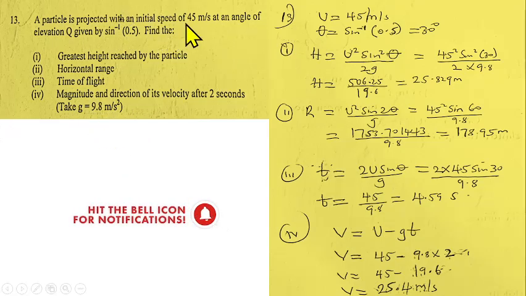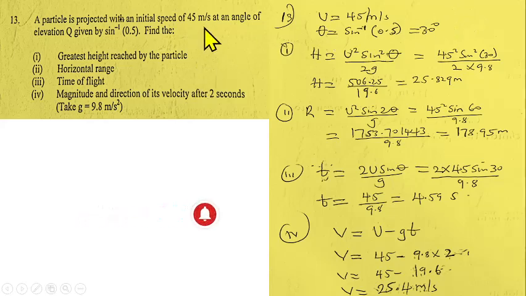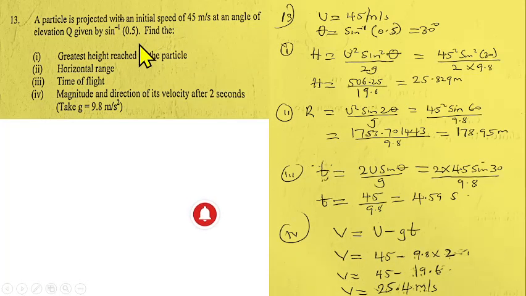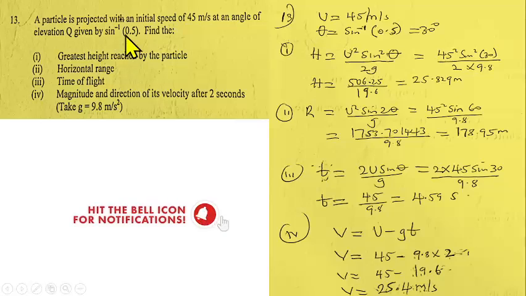So we have been given the initial velocity, and we have been given that the angle of elevation is sine inverse of 0.5. So from there we can find the angle by finding the sine inverse of 0.5, and that gives us 30. Sine inverse of 0.5 is 30 degrees.